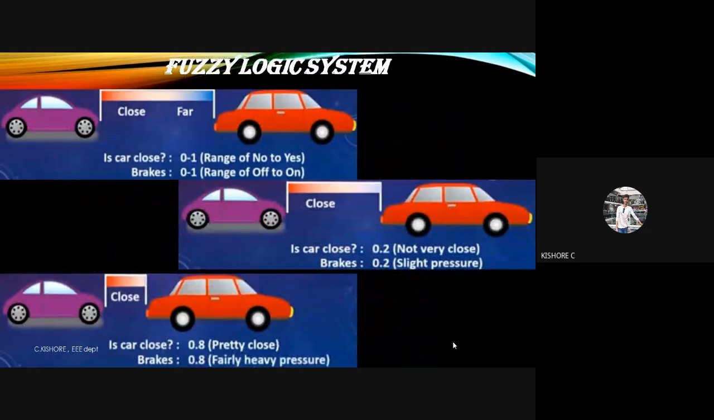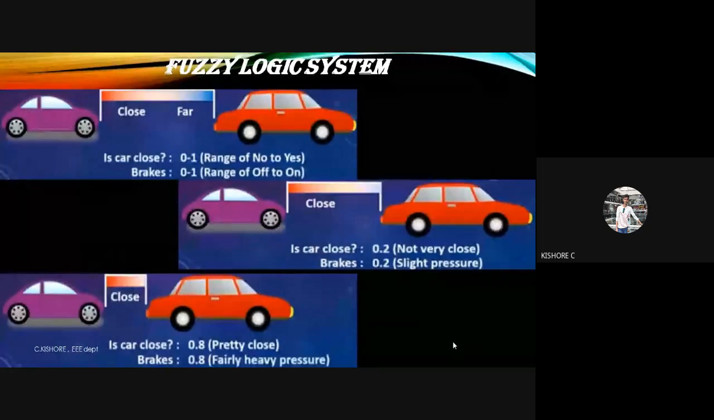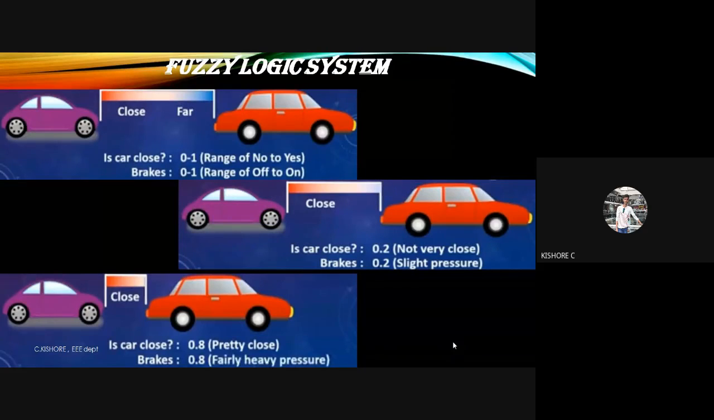Compared to traditional logic, fuzzy logic is more advanced. The car behind the red car uses a fuzzy based sensing unit. In the first phase, the car is too far from the red car. So the brake system ranges from 0 to 1, and if the car is close, it ranges from no to yes, and the brake system from off to on. In the second picture, when the car comes a little closer, the brakes are applied with slight pressure of 0.2. If the car is close, 0.2 is not very close, so the brake is applied with slight pressure.